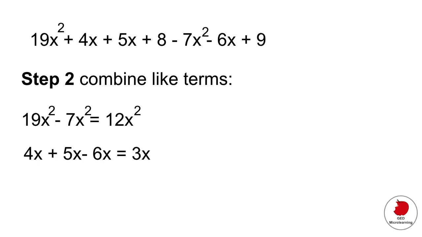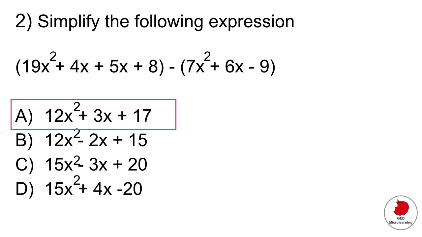Then we look at the expressions that have an x value. So you had 4x plus 5x minus 6x. That gives you 3x. And finally, we're going to add the whole numbers, which gives you 8 plus 9 is equal to 17. And that's all there is to the question. So your correct answer would be option A.